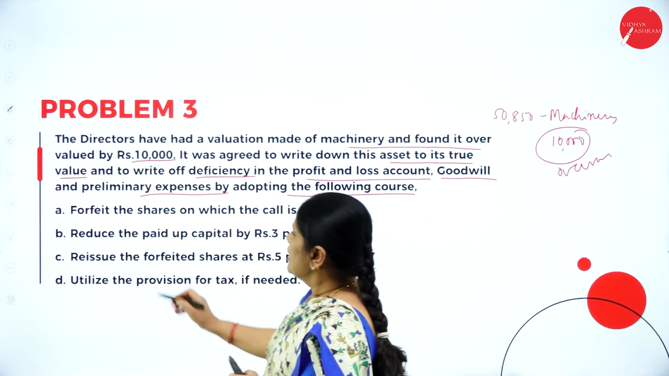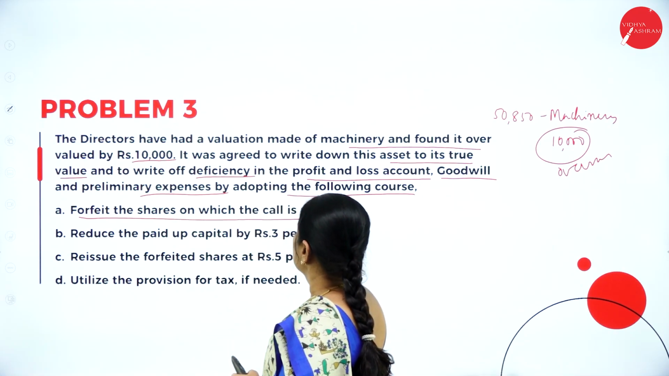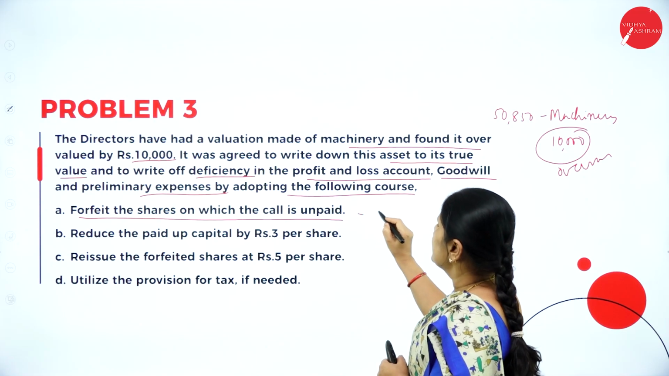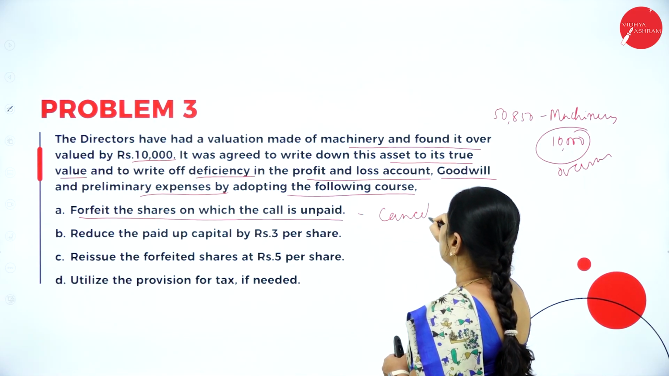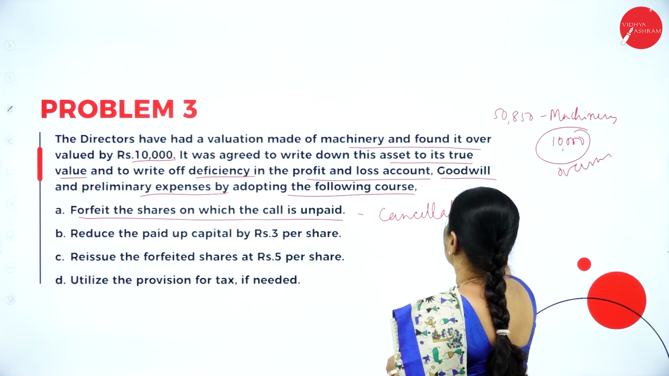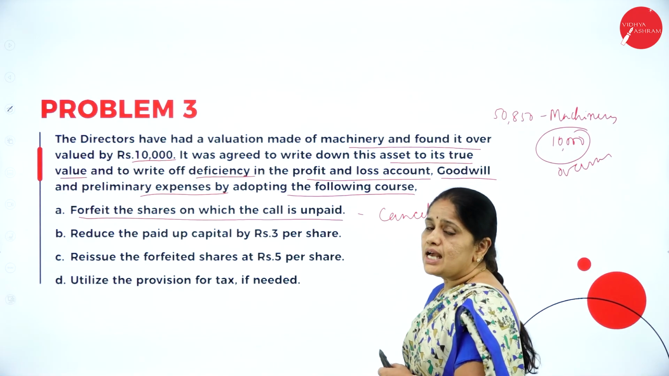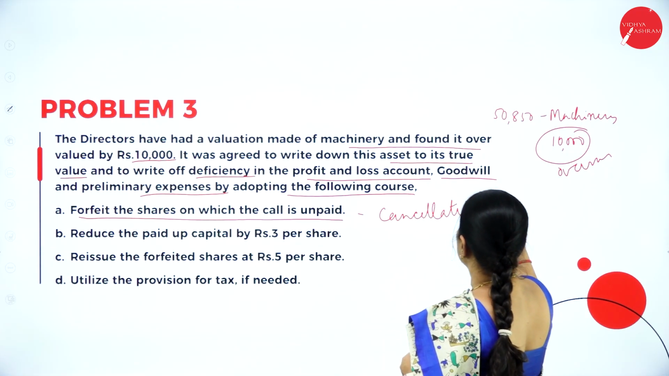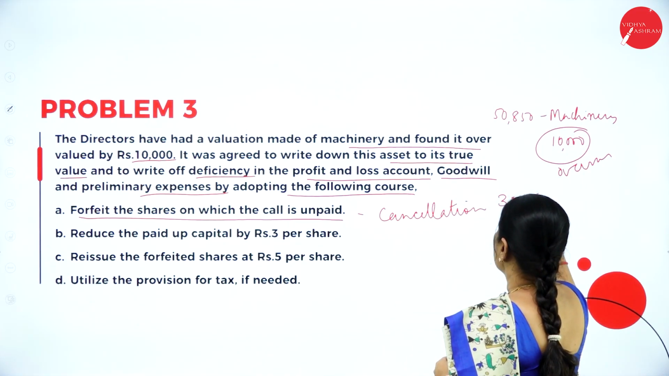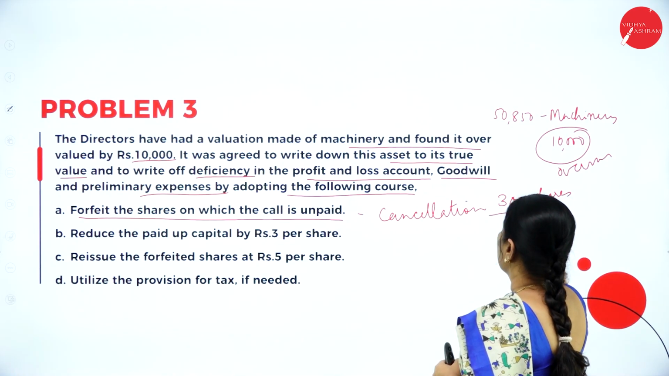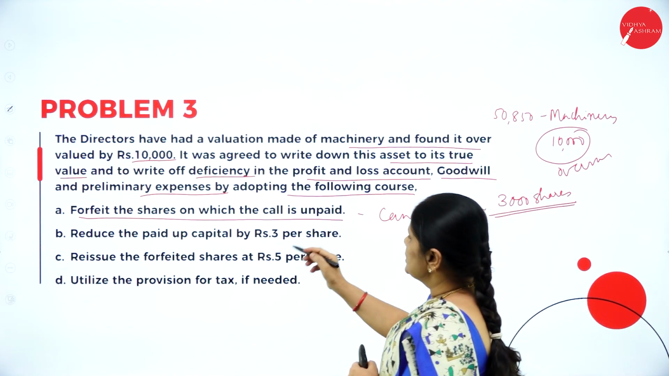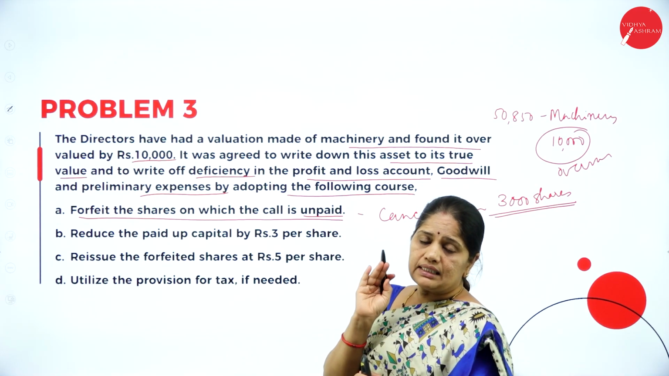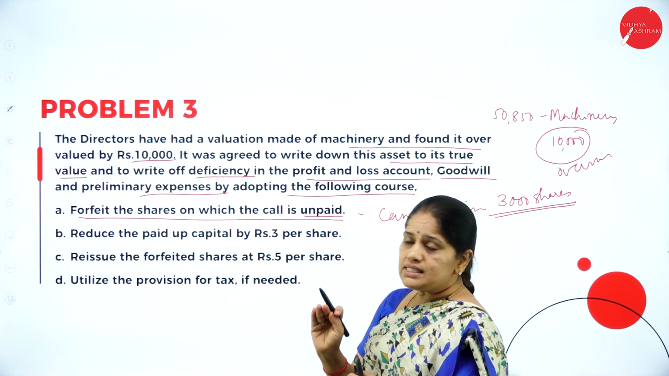The first one is to forfeit the shares on which the call is unpaid. Now what do we mean by forfeiture? Forfeiture is nothing but cancellation of the shares. You are cancelling the shares. Now on how many shares do we have calls in arrears? On 3,000 shares. So 3,000 shares we have to cancel. So forfeit the shares on which the call is unpaid. So we are cancelling the 3,000 shares on which the call is unpaid.